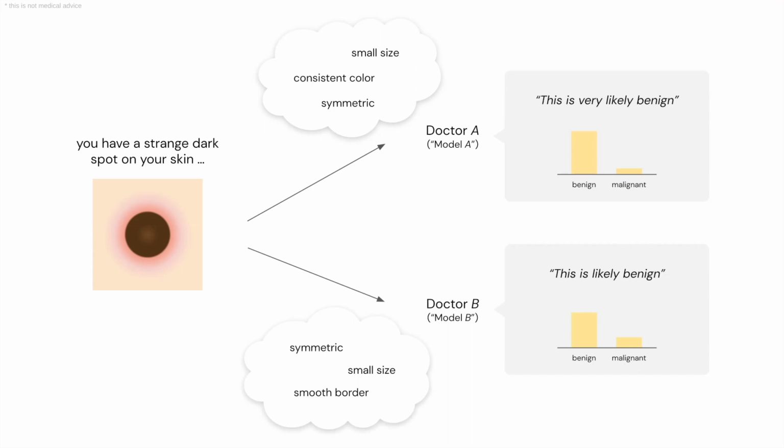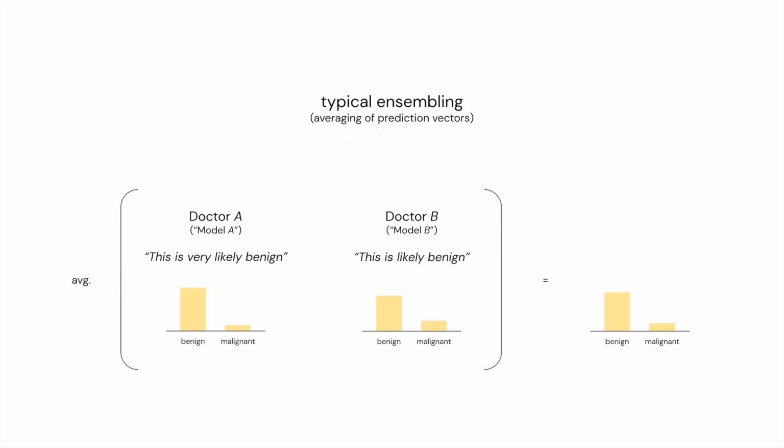So what typical ensembling would do is just take the prediction of both models and average them. And in the real world, this is probably what you would do, right? You would simply take the answers of both doctors and take the average and say, okay, this is somewhat benign.